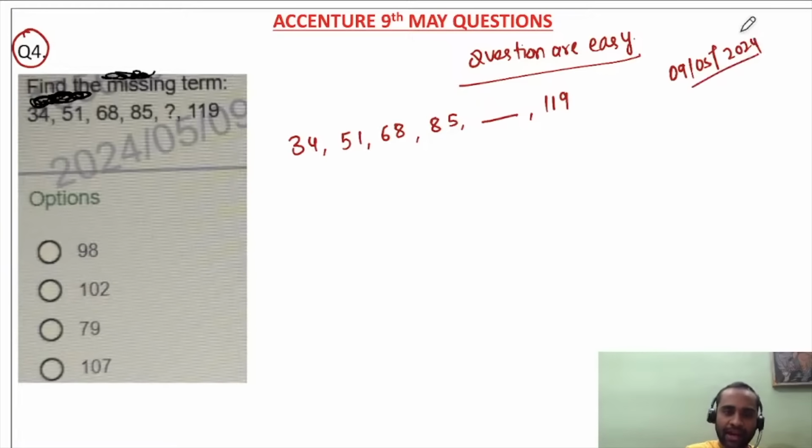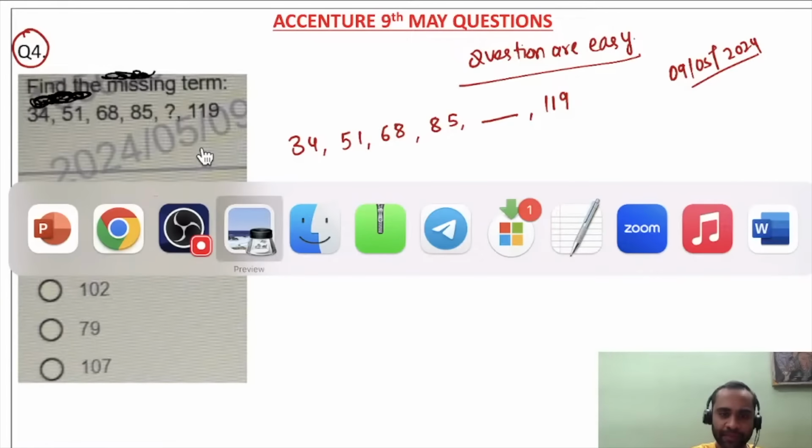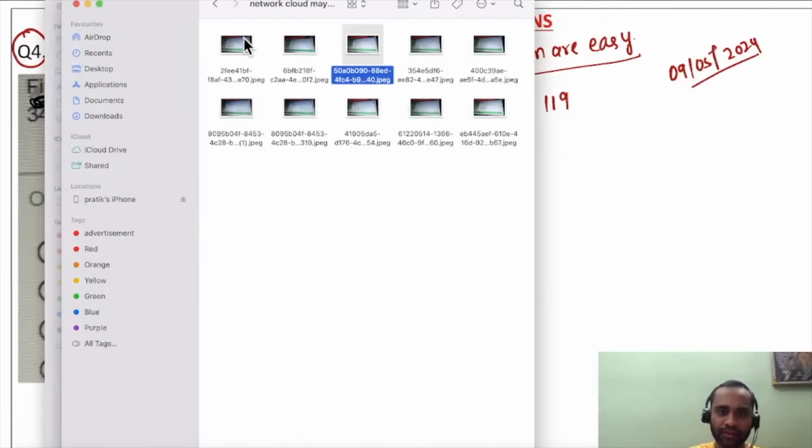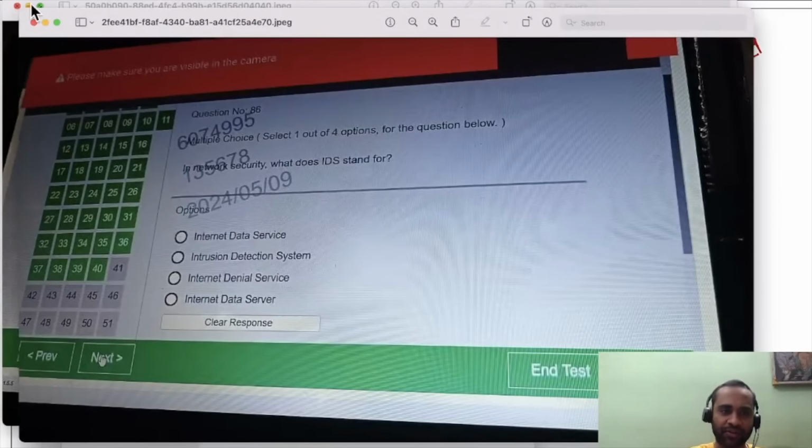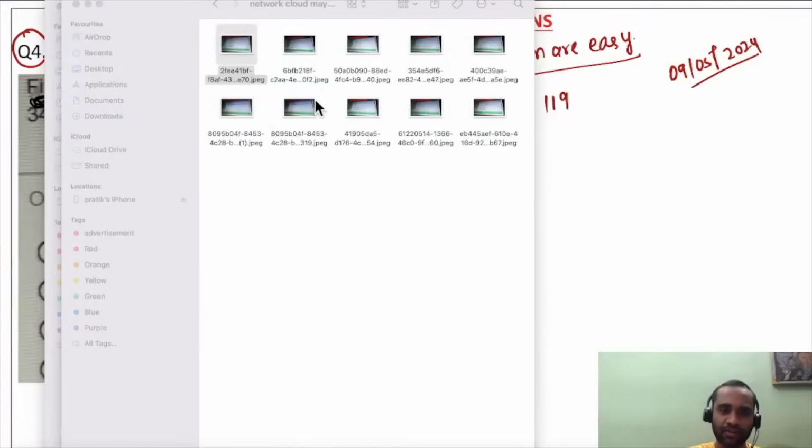Okay, and I can also show you. First answer this, and then I can show you. All the slot questions we have. Probably I could show you here, right? So you can see, these are the Accenture questions only, which have been collected.